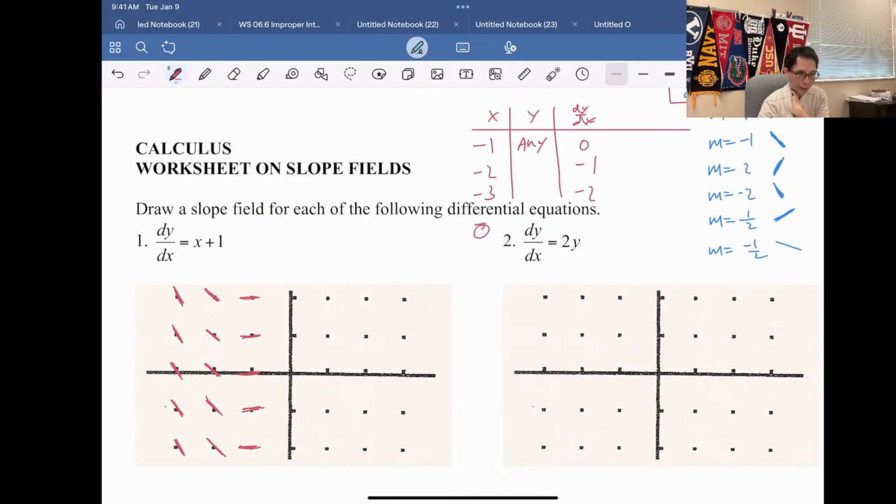So I plug in 0, that's going to give you 1, so that's going to be like this. And now you should see the pattern. This easy one, they always have a pattern. So this is going to be a little bit steeper. And this is going to be steeper than before because this is a slope of 3, and this is a slope of 4.